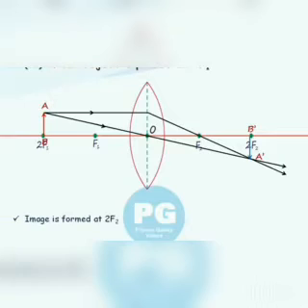So here we are getting an image at the position 2F2 when we keep the object at 2F1, and it is a real and inverted image, and the size of the object and the image is the same. We will be obtaining a same sized image.